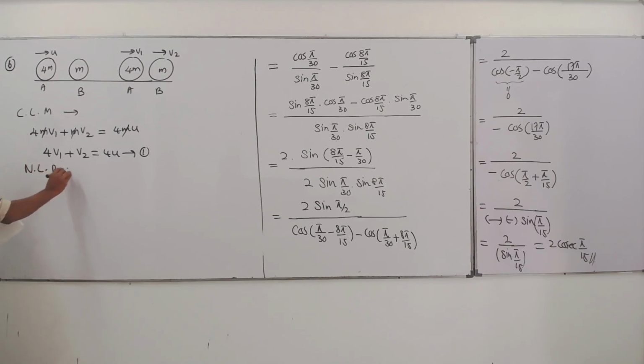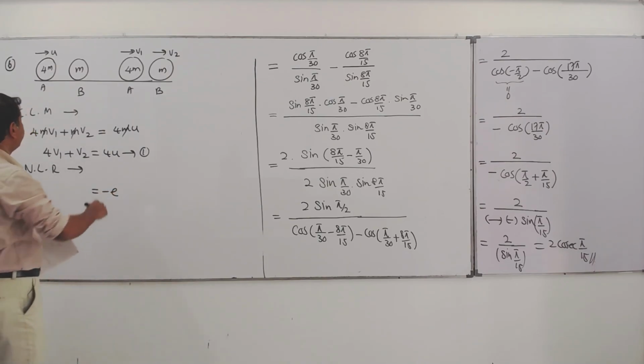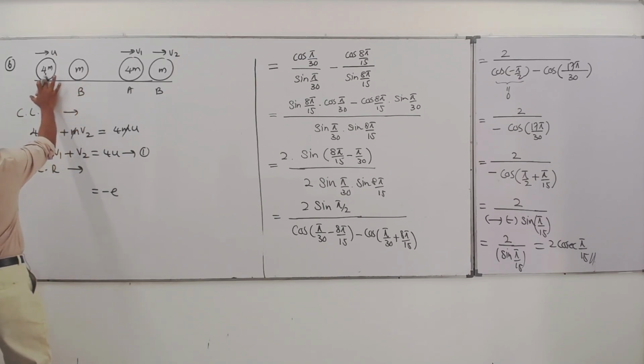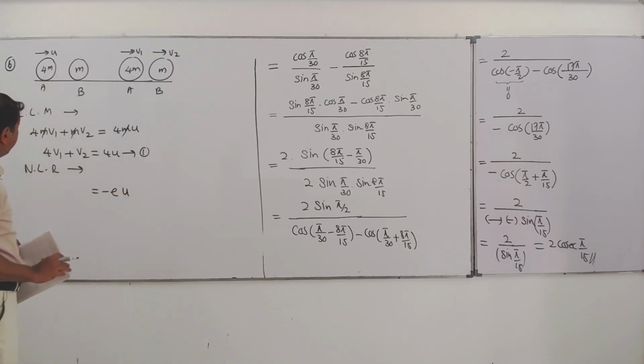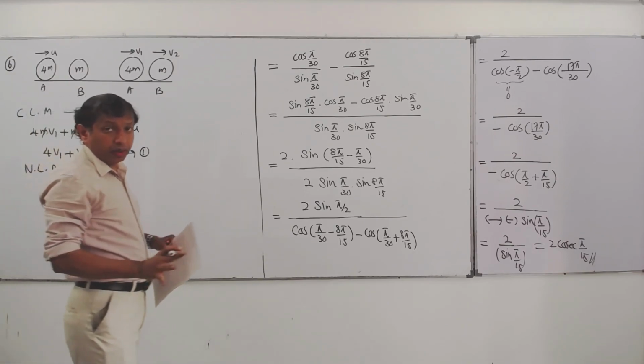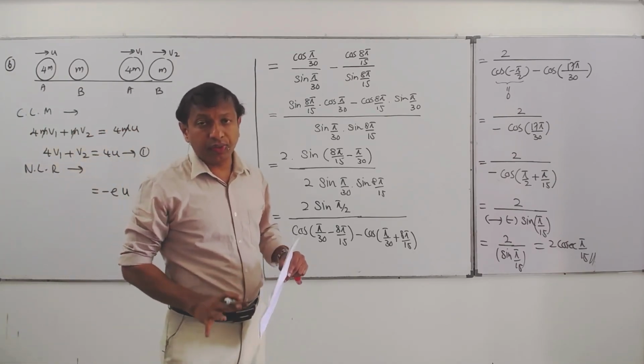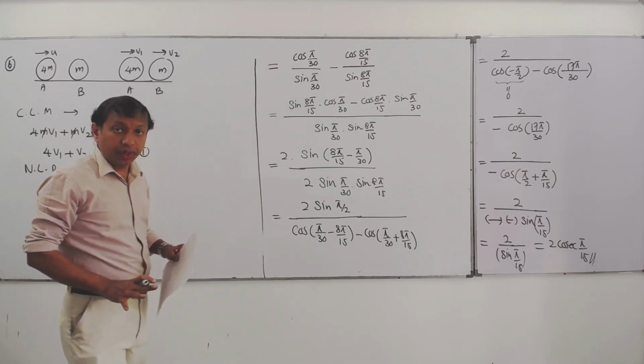Newton's law of restitution, we apply rightward. It says minus e times relative velocity before impact. Before impact, B is at rest and A moves with u, that is the relative velocity of A relative to B. After impact, we need to find the velocity of A relative to B.